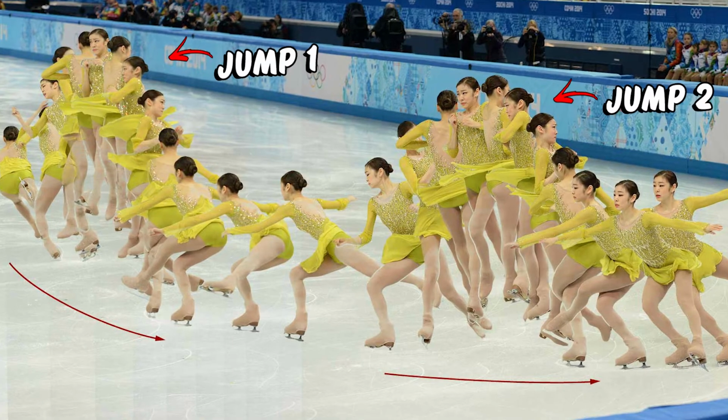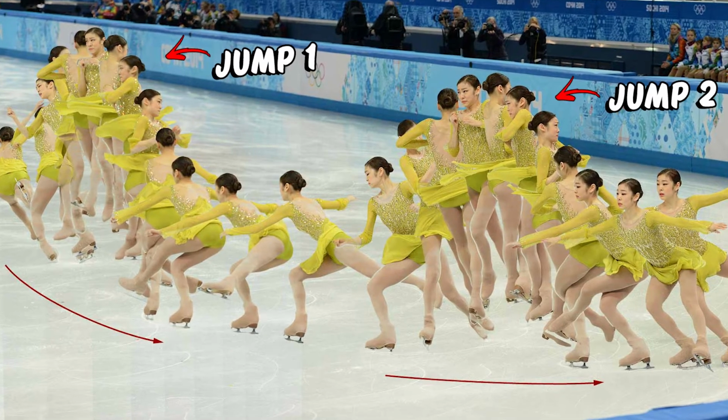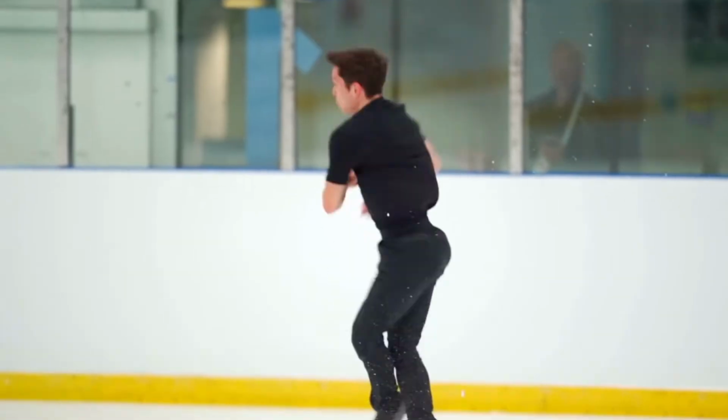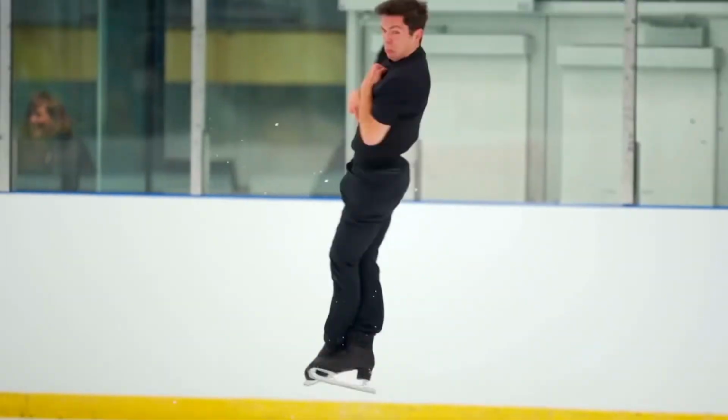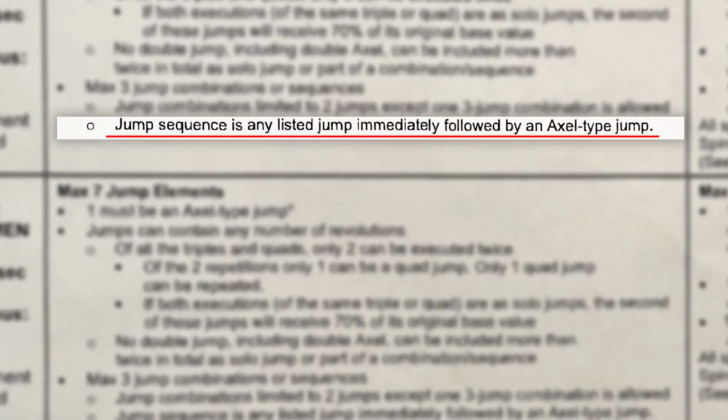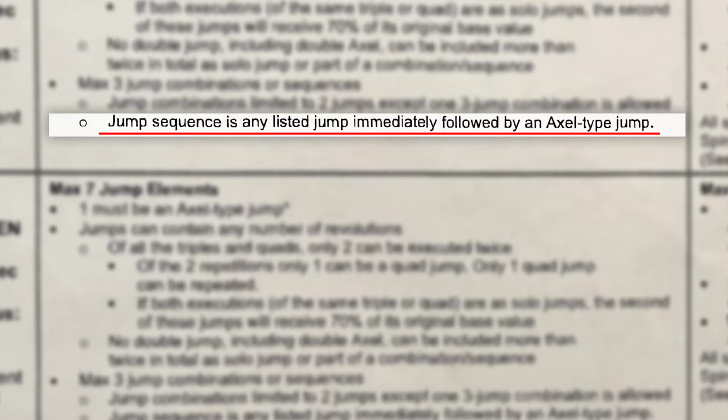A jump combination, or what we call combo jumps, is 2 or 3 jumps executed back to back with no additional steps in between. Jump sequence is any jump that is immediately followed by an axel type jump.